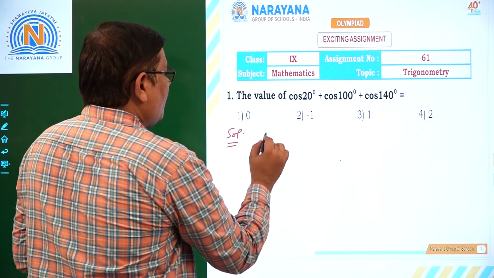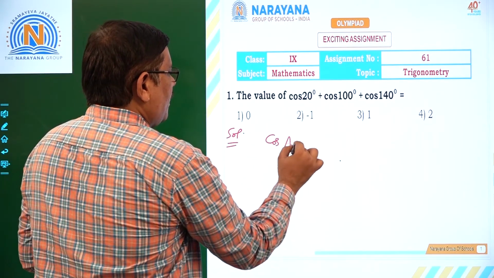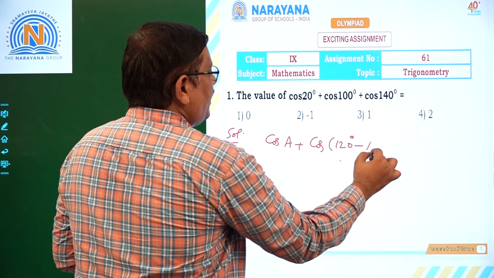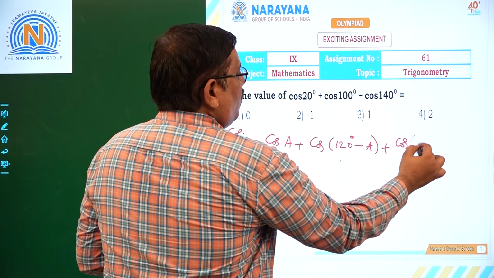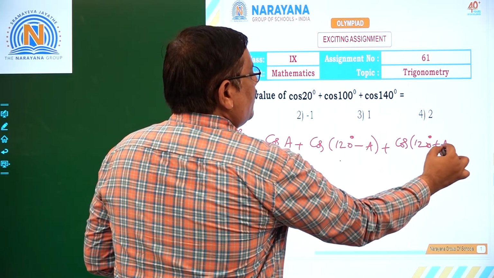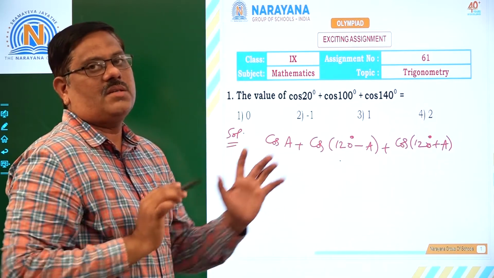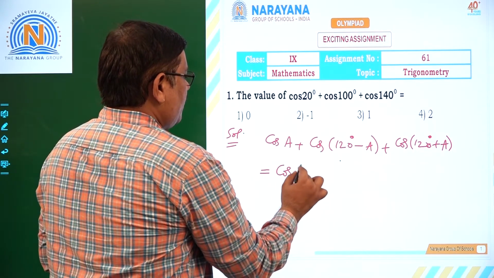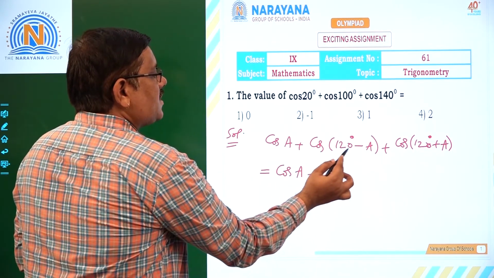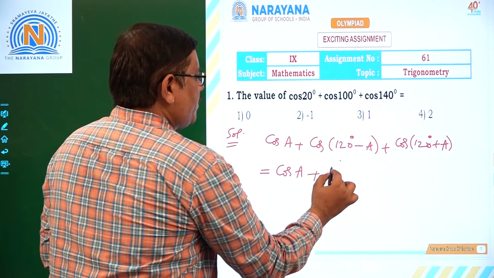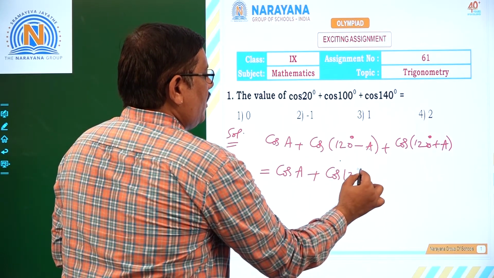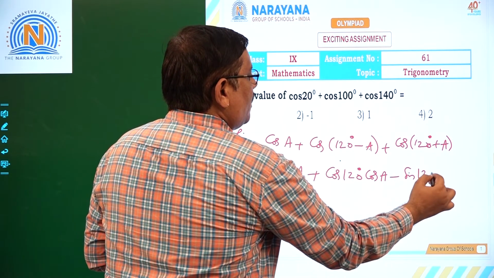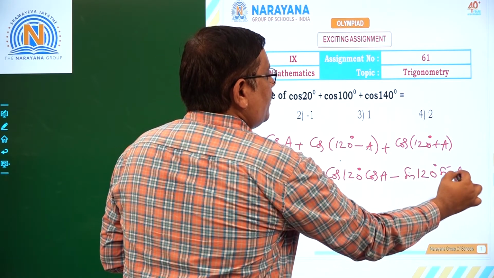Before going to that, we have a property. What is that? Cos A plus cos(120 degrees minus A) plus cos(120 degrees plus A). What is the value of it? That is of course 0. We will prove it. It is in the form of cos(A minus B). What is cos(A minus B)? Cos 120 degrees cos A minus sin 120 degrees sin A.